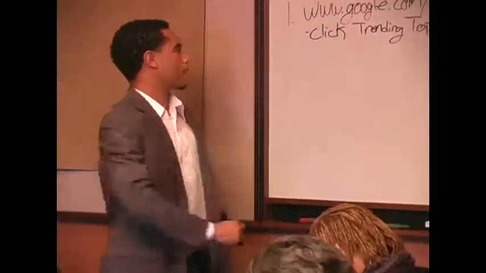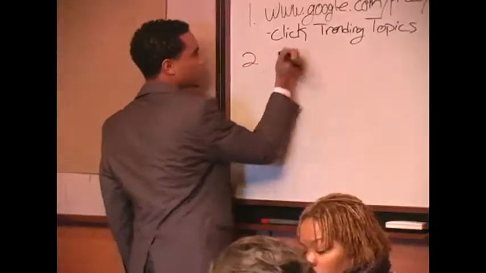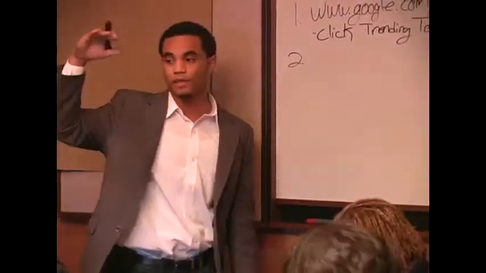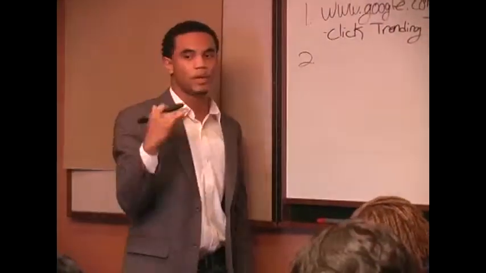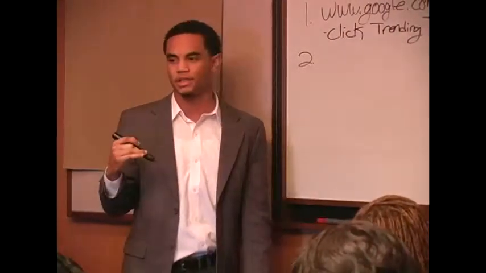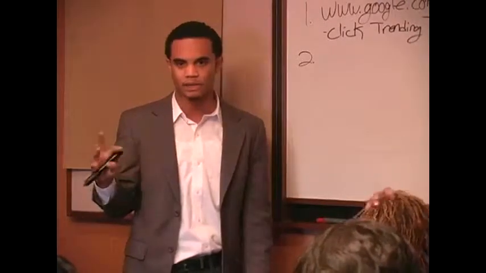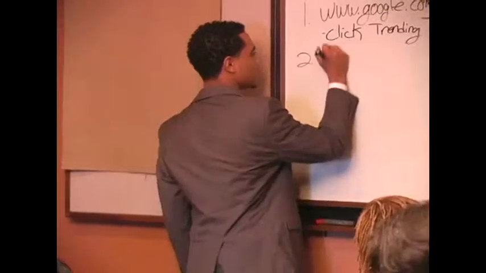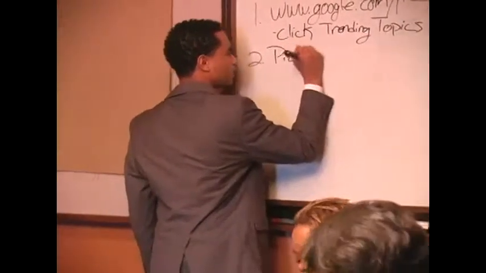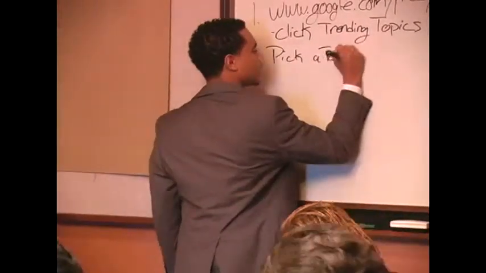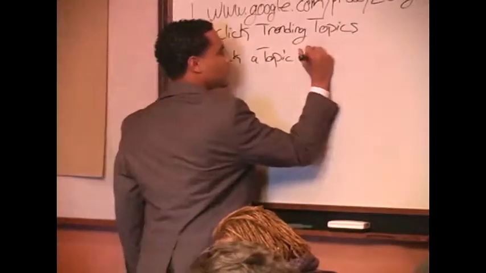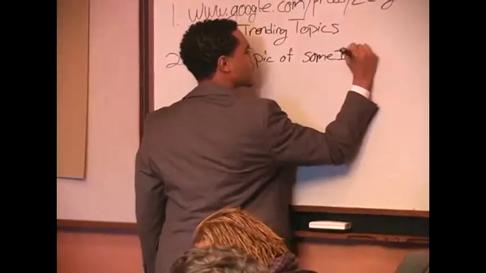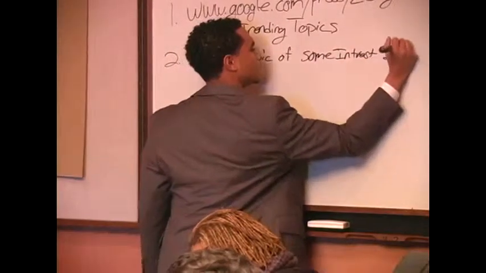Okay, so step 2. After you've been there and you clicked on trending topics, you go through the topics. You want to go through one of the ones who get searched the most, so preferably the top 10 is going to work out the best for you. You pick out one that you have some type of interest in. So if you had to write 4 or 5 paragraphs about it, you'd be able to do it. Okay? So, second step is pick a topic of some interest to you.